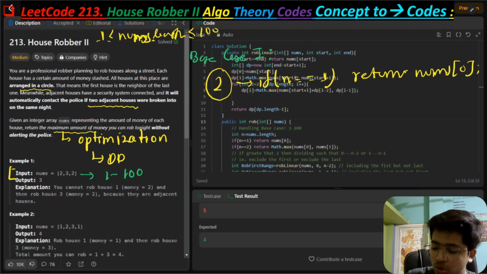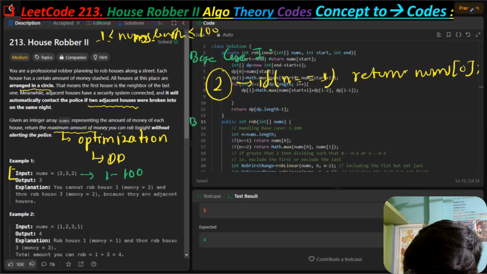Second case, what if there are two elements? That was only one element. Now base case 2. Now we'll be discussing the base case 2.